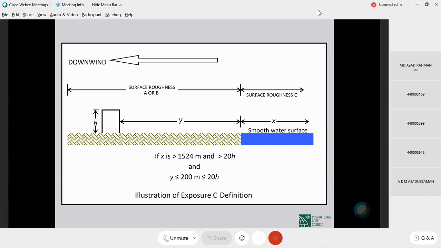We have had questions over the years on this, so we tried to draw up a picture. So this is the shore, this is smooth water surface, that surface roughness C. Inland, it is surface roughness A or B. This is our building, and this height is Y.